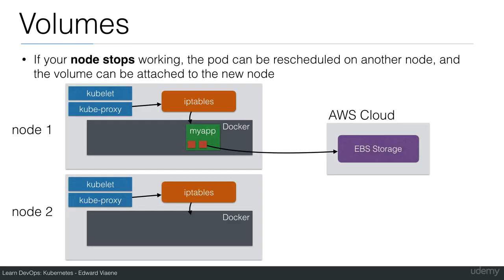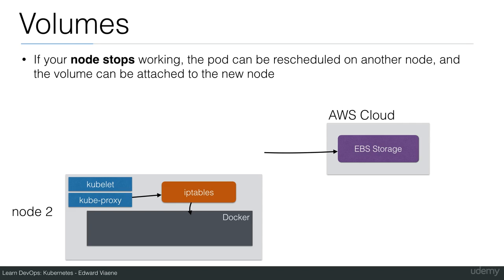Let me show you an AWS EBS example. If your node stops working, the pod can be rescheduled on another node, and the volume can be attached to the new node. So here we have node 1 and node 2. Node 2 doesn't have any pods. Node 1 has my app, and my app is using EBS storage.